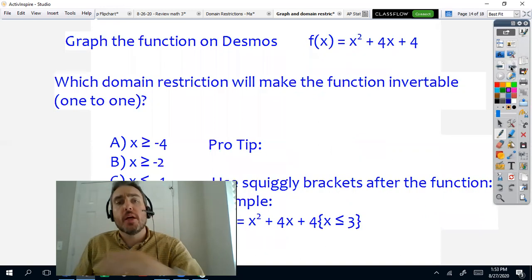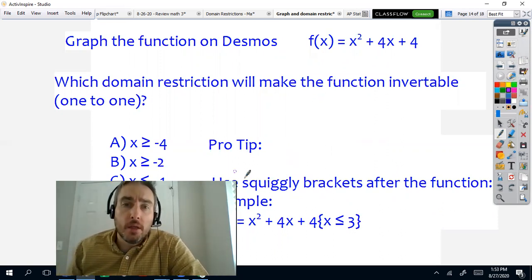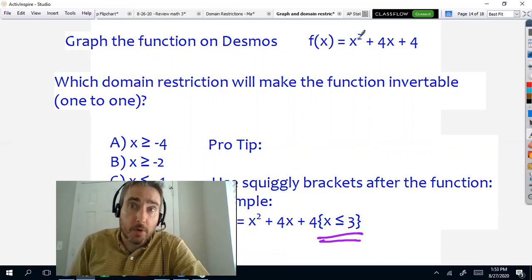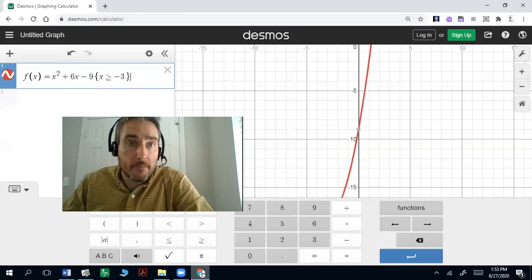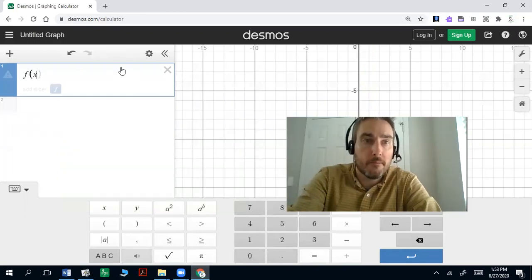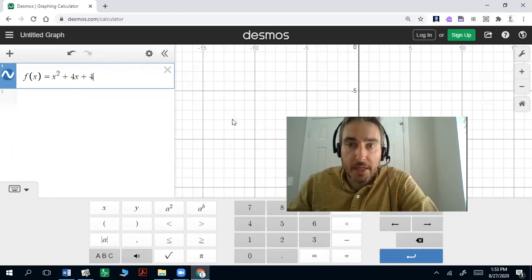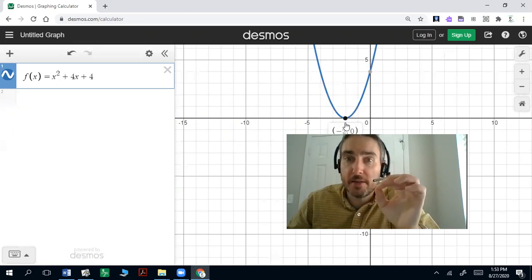To recap, again, more just going over the restrictions for domain to make it invertible. You can use squiggly brackets in Desmos to see what's going on. So for this one here, if I want to graph the function x squared plus 4x plus 4 and see which one of these restrictions is going to make it invertible, I can do that. You might be able to guess too by looking at the vertex, but notice that it's bottoming out at negative 2, 0.